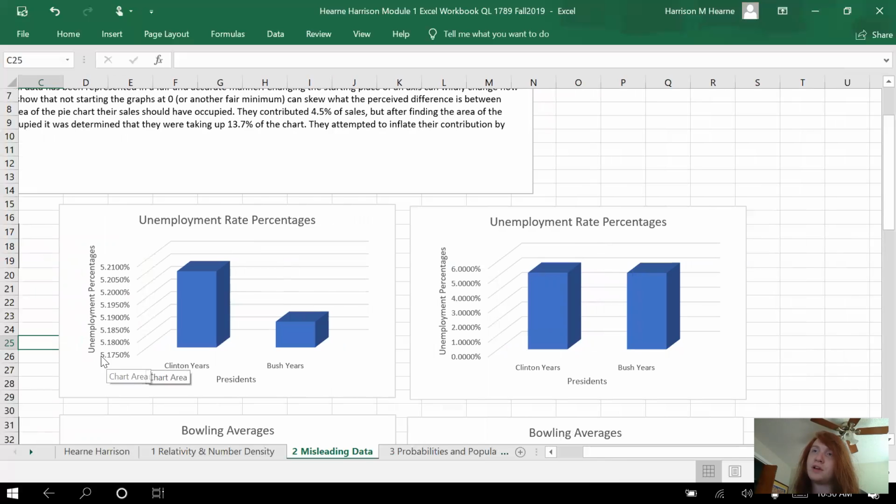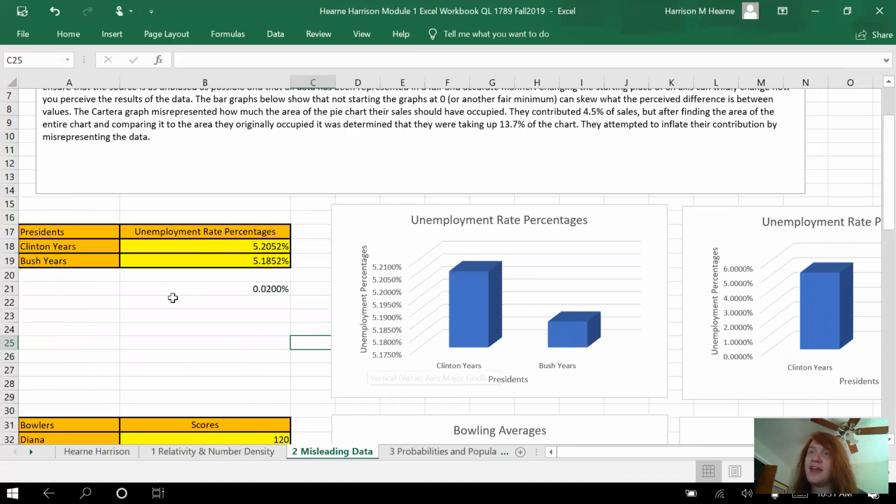But because they didn't start their y-axis at 0, they started it at just under where the Bush rate starts, and they increase it by such a small amount each time, it makes that very small difference look much bigger than it actually is. And that's what can happen if you don't pay very close attention to how people are giving you info, how they're representing the info that they're giving to you.